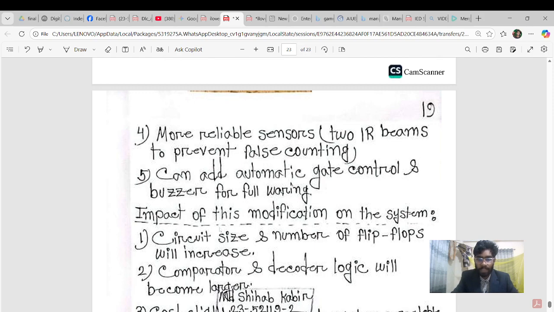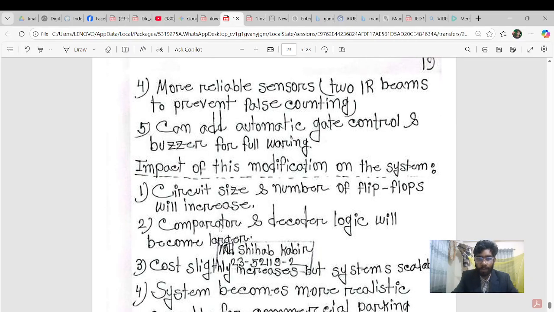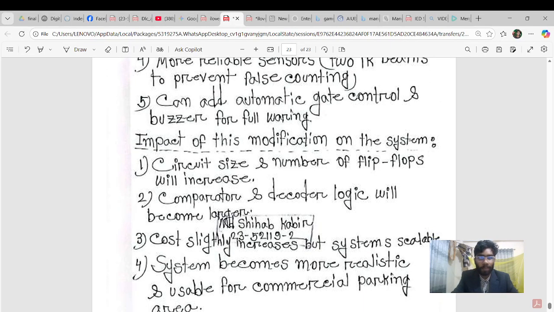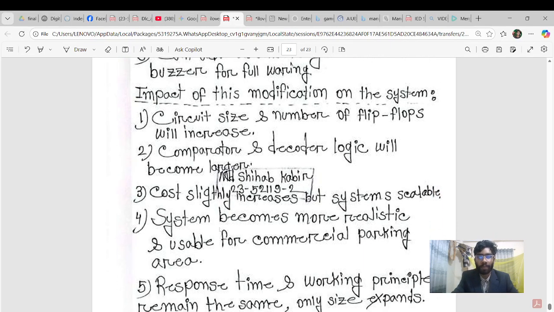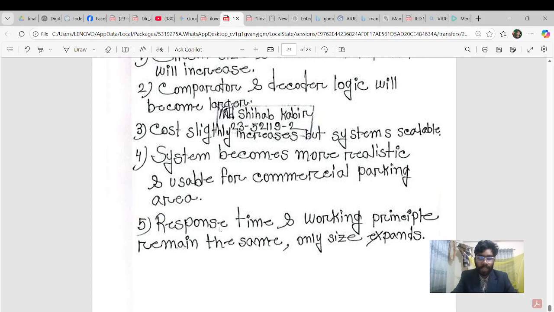For a more reliable sensor, I can add automatic gate control and a buzzer for full warning. Impact of this modification on this system: the circuit size and number of flip-flops will increase. The comparator and decoder logic will become larger.